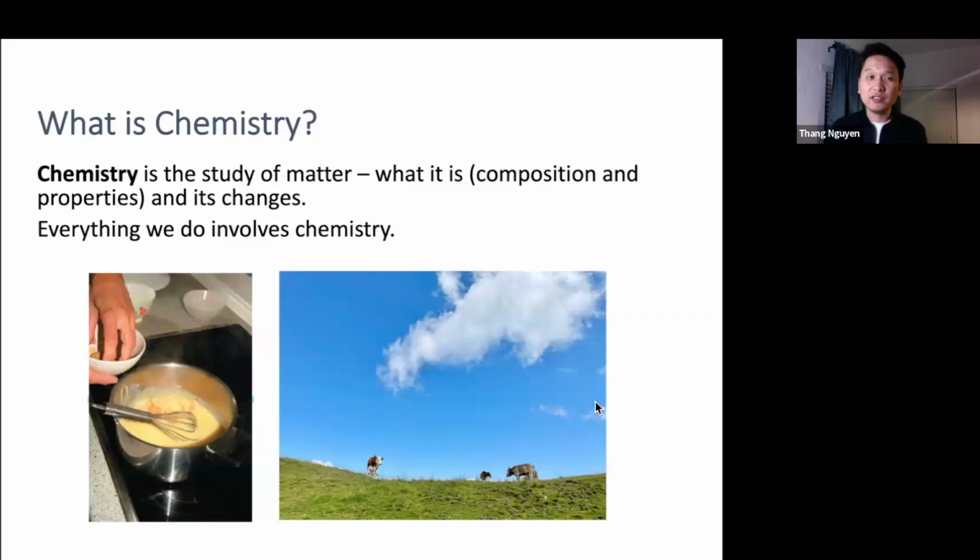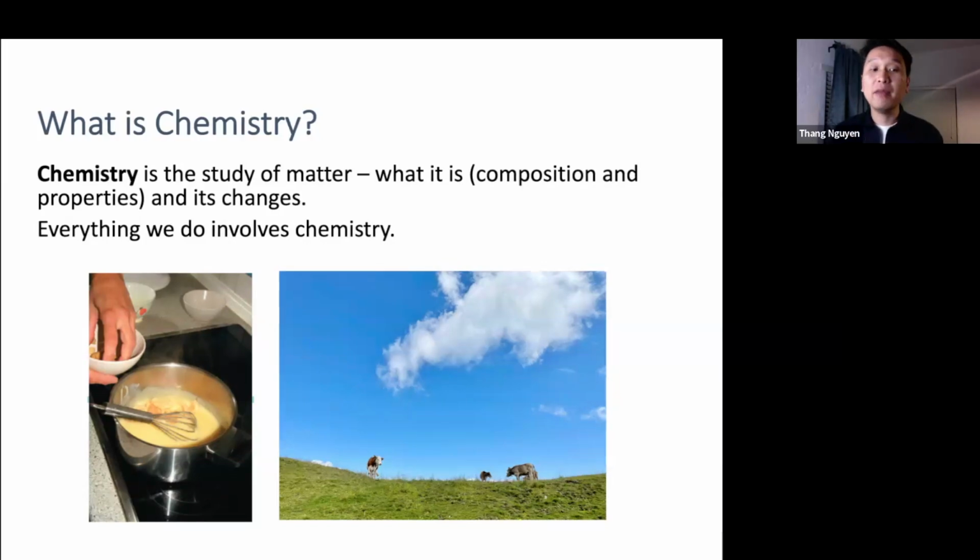So let's start out this lecture with describing what is chemistry. Okay, so chemistry is the study of matter. So what it is, and how to describe it, right? So its composition and its properties, and finally how it changes. So that's chemistry. What it is, how it changes.